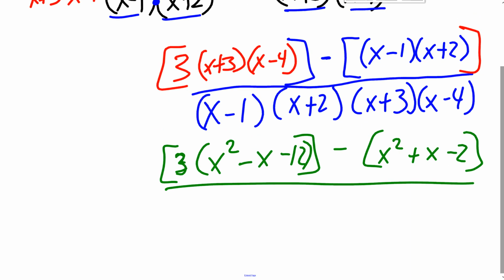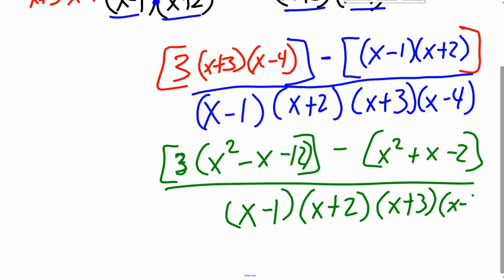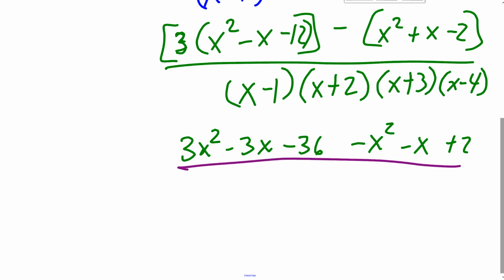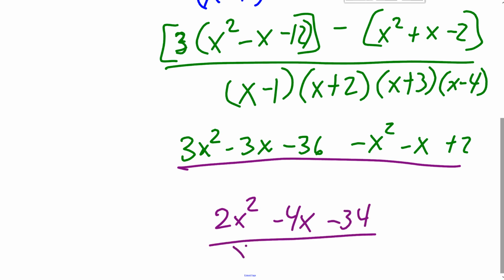And then it has that common denominator. Don't FOIL the bottom. So distribute that: 3x squared minus 3x minus 36 minus x squared minus x plus 2. I distributed the negative. That's what happened there. Now I combine like terms. Remember that denominator is the same. I'm not going to write it again. So 2x squared minus 4x minus 34 all over that common denominator.